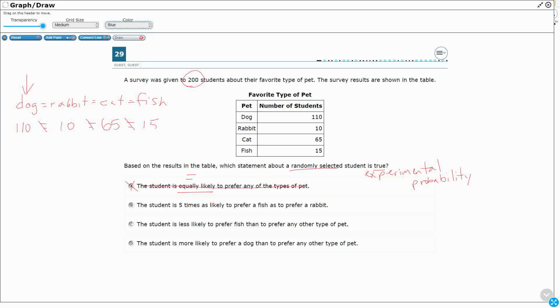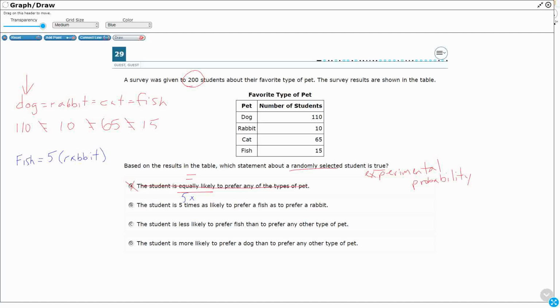The student is 5 times as likely to prefer a fish as to prefer a rabbit. Okay, so 5 times. So 5 times as likely to prefer a fish than a rabbit. Okay, so a fish equals 5 times the rabbit. That's what that tells us there. The fish equals 5 times a rabbit.